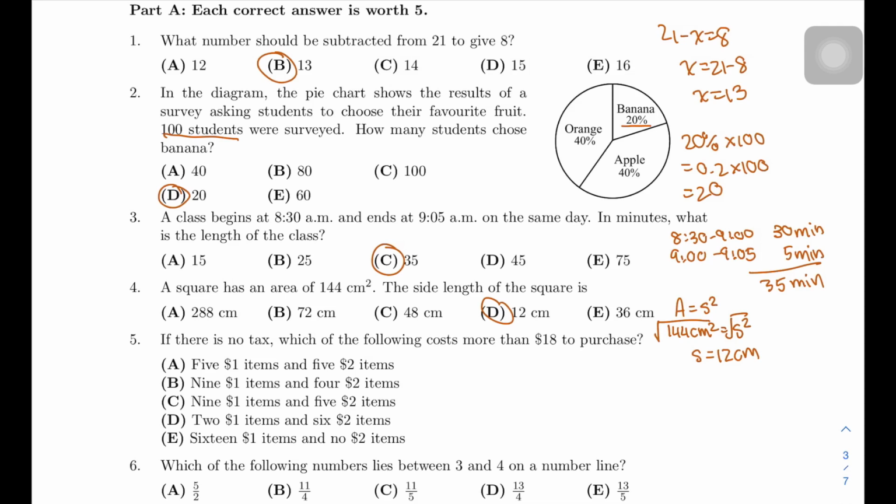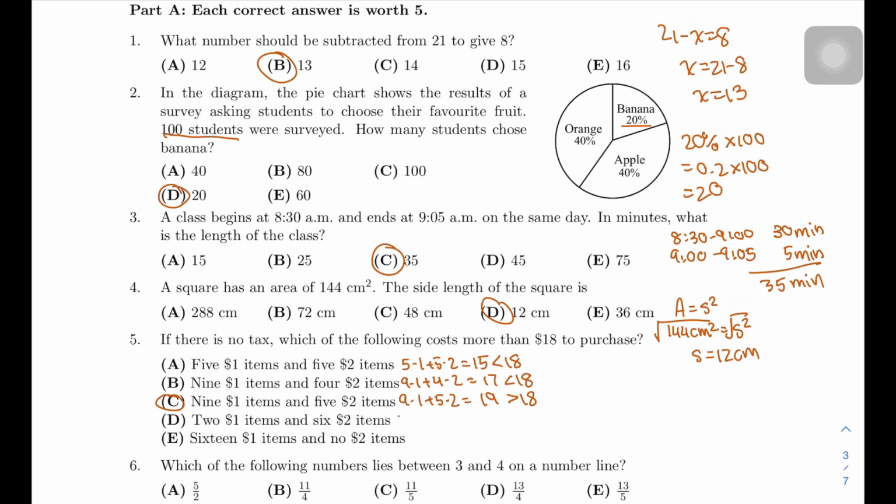Number 5. If there is no tax, which of the following costs more than $18 to purchase? So 5 $1 items and 5 $2 items. That gives you 5 times 1 plus 5 times 2 equals 15, which is smaller than 18. 9 $1 items and 4 $2 items. So 9 times 1 plus 4 times 2 equals 17, also smaller than 18. This is 9 times 1 plus 5 times 2, which is 19, which is bigger than 18. So this should be the right answer, but let's just check the other two.